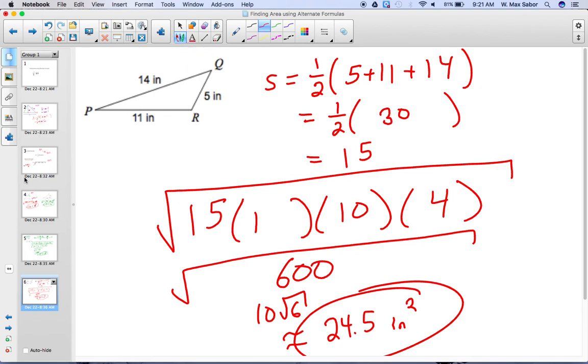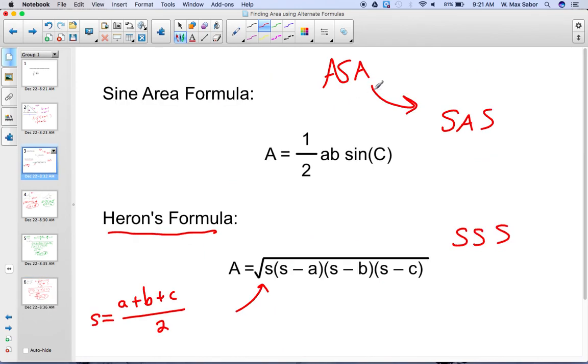So these are the two formulas that you need to know: 1/2 AB sine C and the square root of the semi-perimeter times the difference between the semi-perimeter and each side multiplied together.